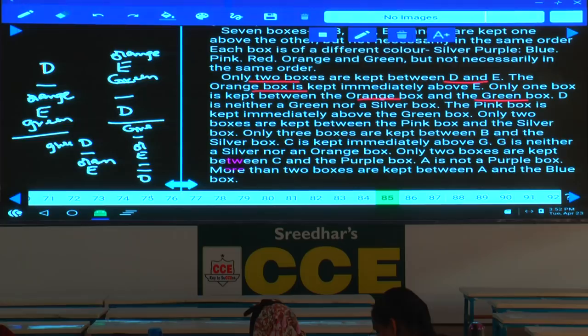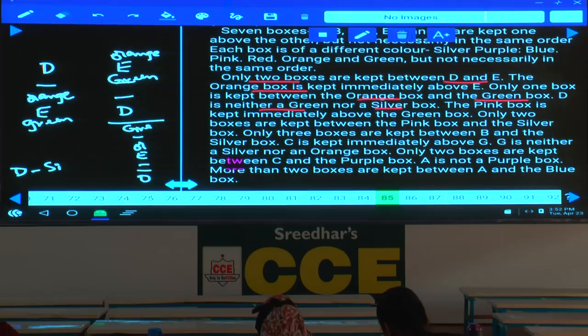Then, D is neither a green box nor a silver box. D neither a green box means this case is completely ruled out. Hence, D cannot be green. Now we are left with only 1 possibility in the first case. D cannot be green, cannot be silver, isn't it?